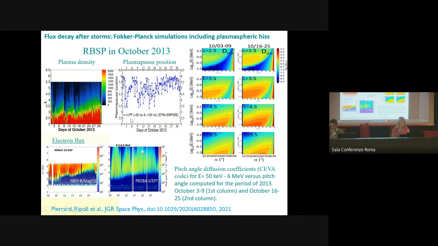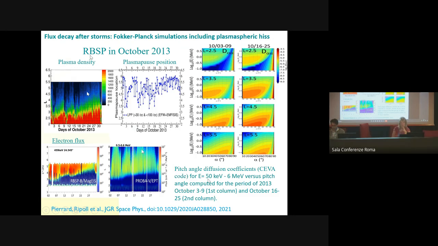So here you can see this plasma density observed by the Van Allen Probes in October 2013. And from this, we could deduce the position of the plasmapause here. And knowing just the number density inside and outside, we could calculate the diffusion coefficient, and here the pitch angle diffusion coefficients for two different energies.